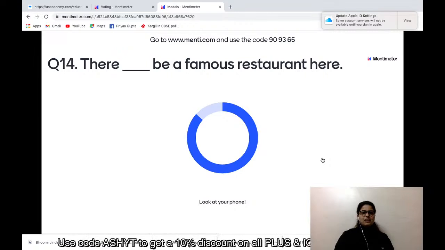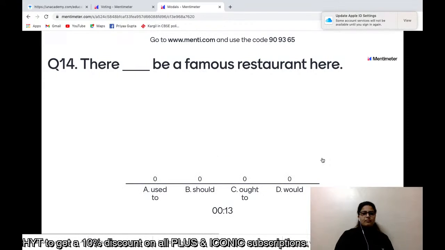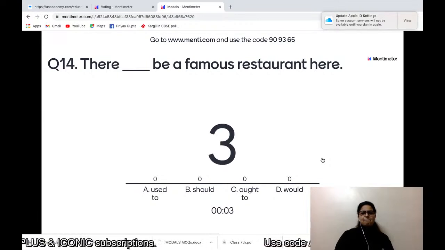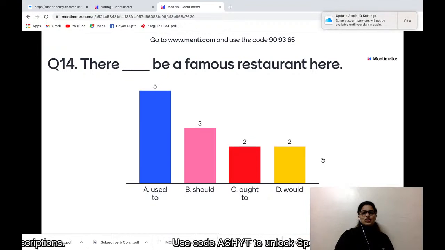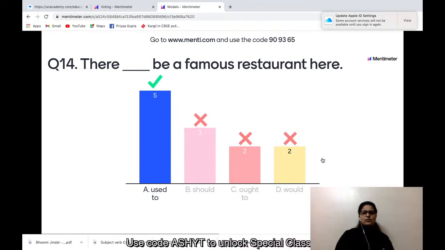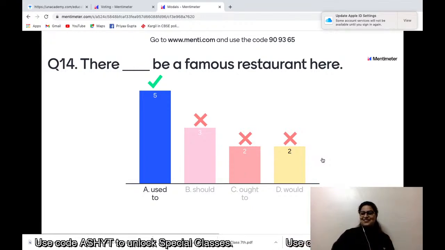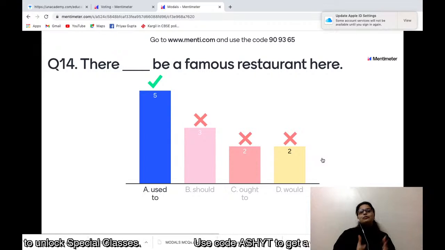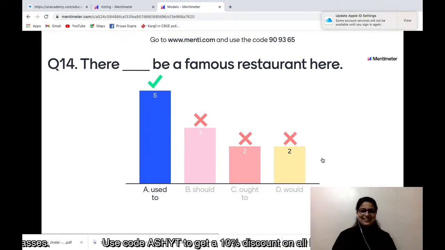Answer fast. There dash be a famous restaurant here. There dash be a famous restaurant here. Time up. Should is the right answer, of course. Used to. There should be a famous restaurant here also makes sense. Used to be. Even I missed it. Used to be means something which is like a past habit. Something that was there already. Okay, now this one was tricky. Even I got tricked and it's pretty quick.